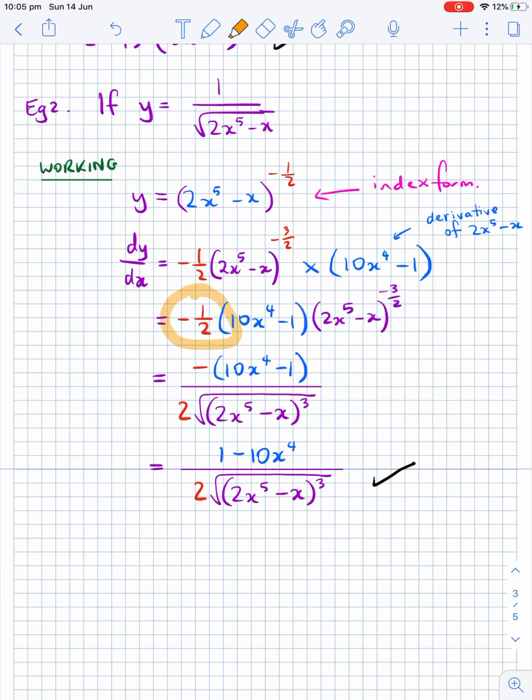Notice again our -1/2 becomes a -1 over 2. Up the top here, I thought it'd be a little bit better to expand this bracket, because that negative can go with this to make -10x to the power of 4, and this negative can go with the -1 to make a +1. So this just looks a little bit nicer than that, but either of these answers would be acceptable. Hope this helps with the questions. Good luck.